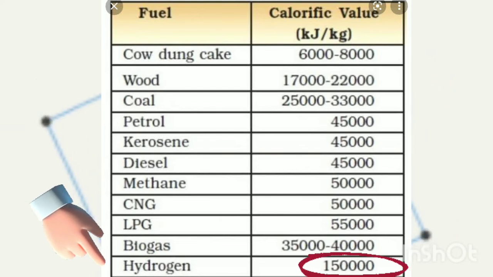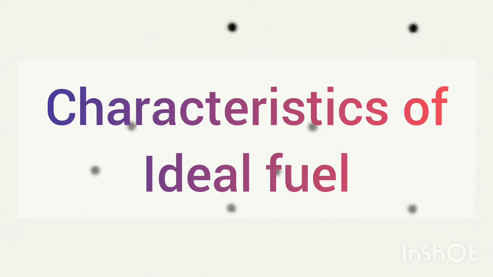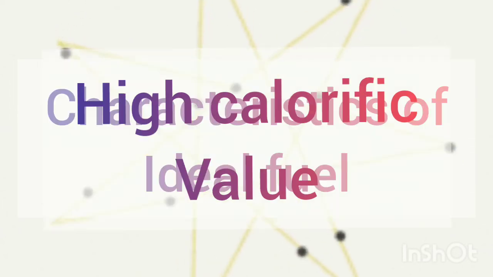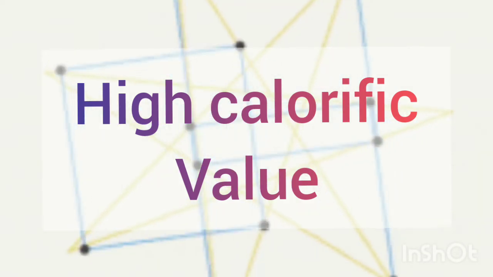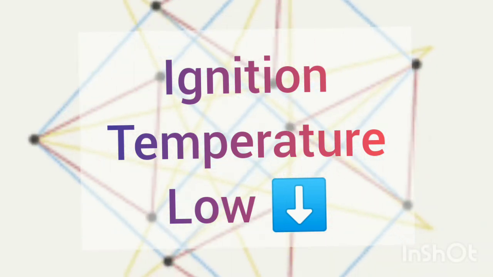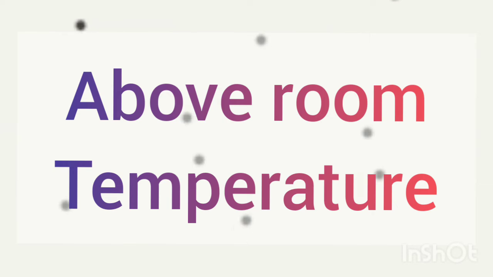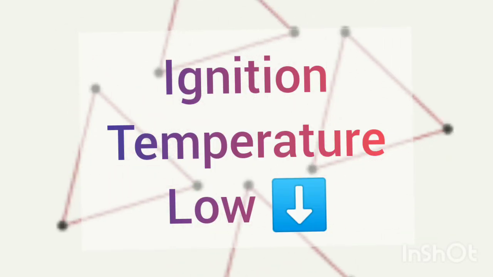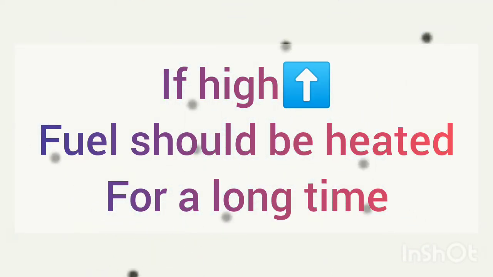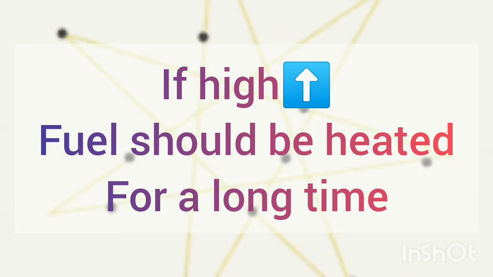Now let us see some of the important characteristics of an ideal fuel. First, the fuel should have a high calorific value and its ignition temperature should be low, that is, it should be above the room temperature. If the ignition temperature is too low, the fuel will catch fire very easily, and if it is very high, the fuel has to be heated for a long time before it catches fire.